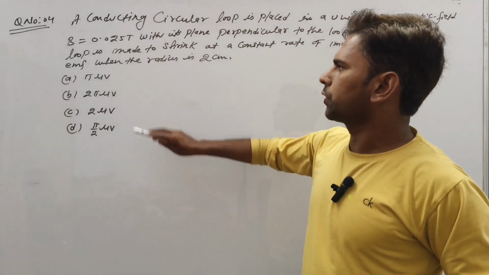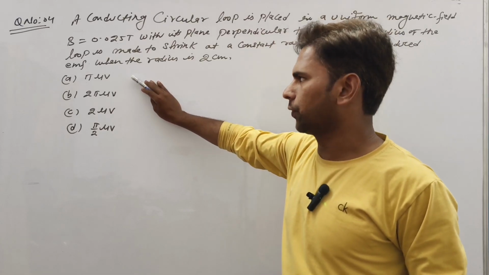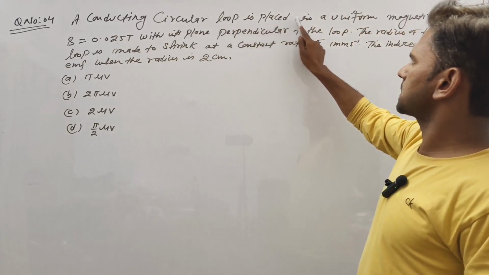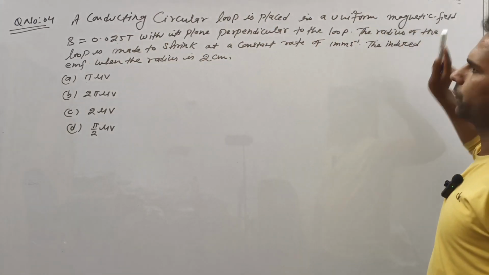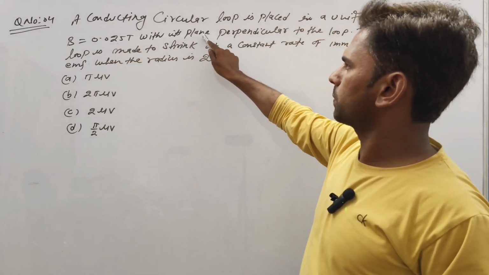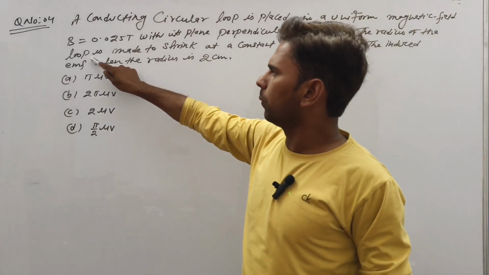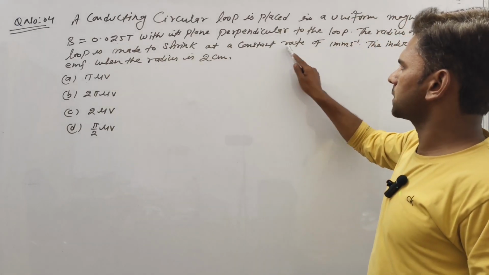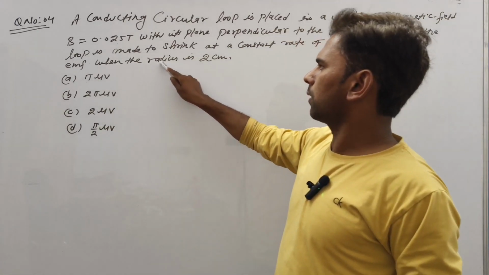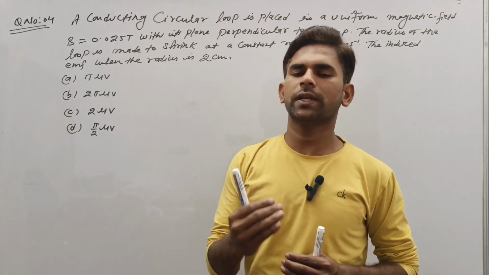Now we are going to solve question number 4 from the same chapter, electromagnetic induction. First we will read this question carefully. Question number 4: a conducting circular loop is placed in a uniform magnetic field B equal to 0.025 Tesla with its plane perpendicular to the field. The radius of the loop is made to shrink at a constant rate of 1 mm per second. The induced EMF, when the radius is 2 centimeter. What are they asking? They are asking what is the value of induced EMF?